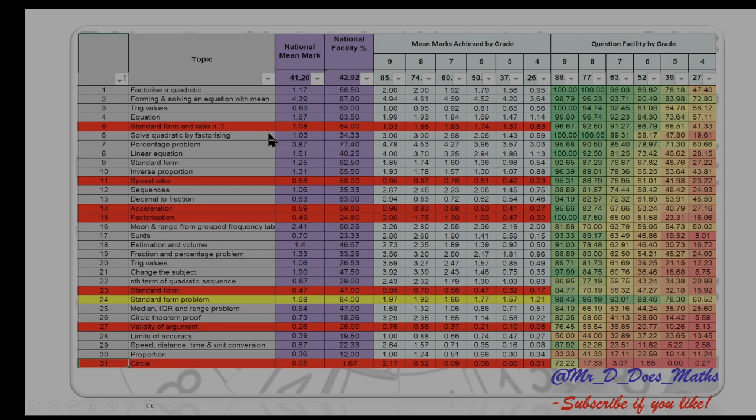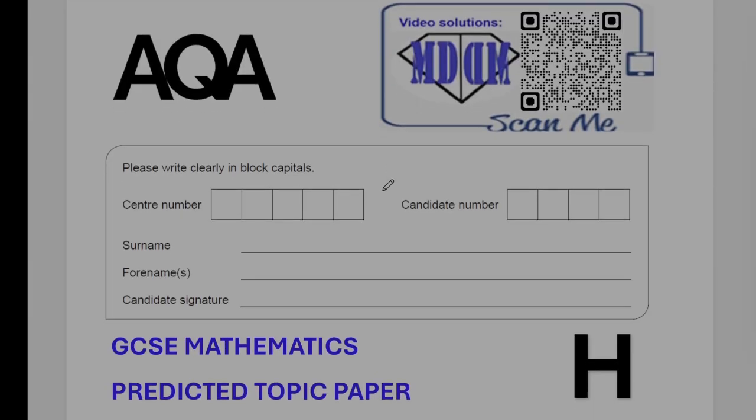Right, that's set aside. We shall get on with the paper. Okay, so here's the paper.